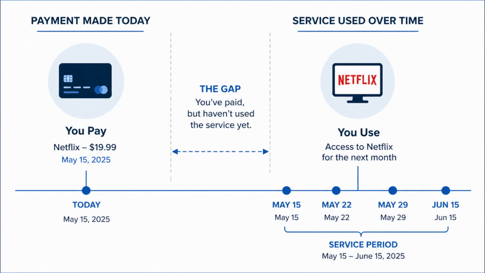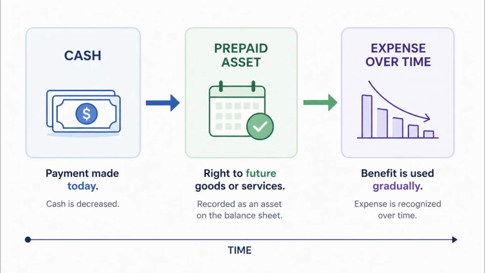So here's the real question. Have you actually used the service yet? Because when you pay for Netflix, you're not paying for the past. In fact, you're paying for the future. You're prepaying for what you will use. That's a completely different scenario from accrued expenses where you pay for what you already have used. So this is what we call a prepaid expense. It means that you paid first and you consume the value later.